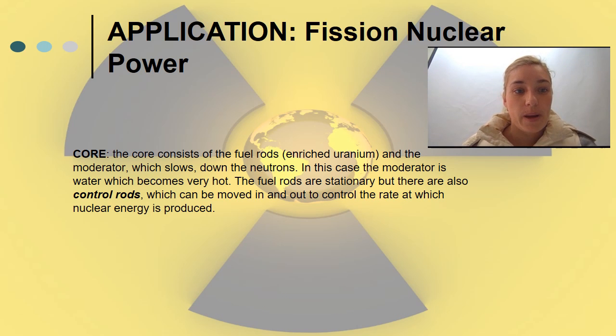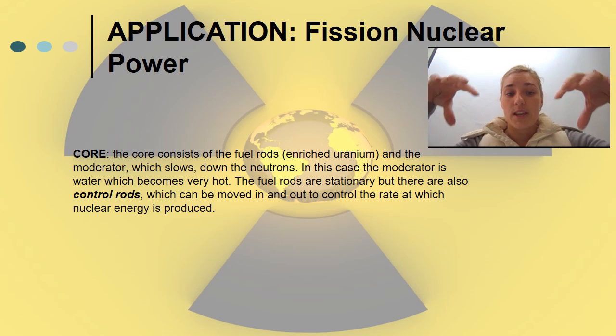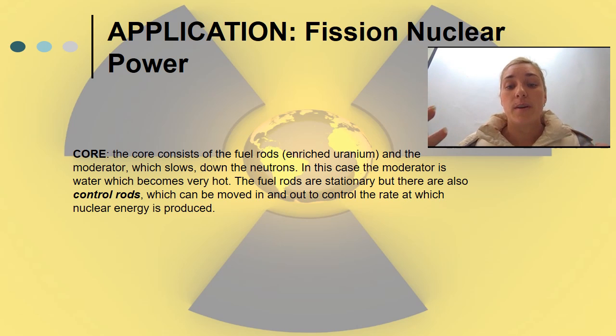So the core of the power plant consists of the fuel rods. They're the ones that are made out of the enriched uranium, so uranium-235, and the moderator. Remember, the moderator is what slows down the neutrons so that they're able to be more readily absorbed by the next uranium nucleus to continue the chain reaction. In this case, the moderator is water, which becomes very, very hot, and the fuel rods are stationary, but there's also something called a control rod, which can be lowered into and out of the core, that can control the rate at which the nuclear energy is produced, and also the rate of the reaction that's continuing.